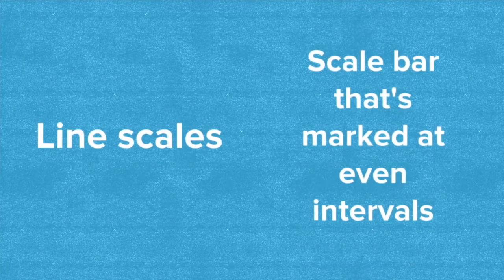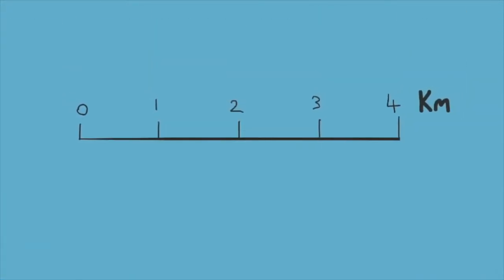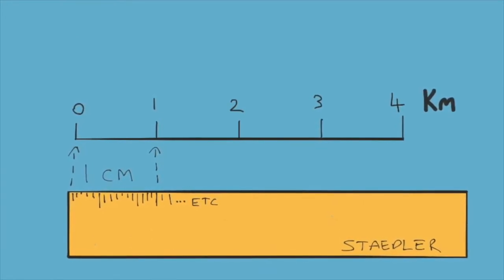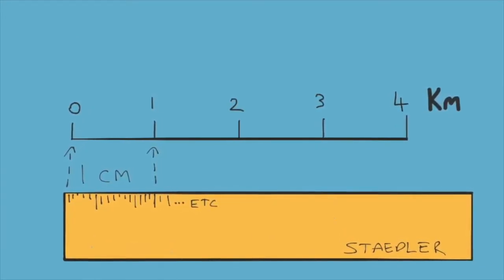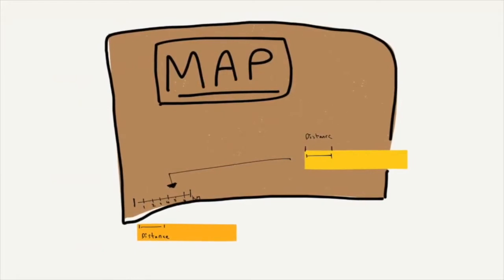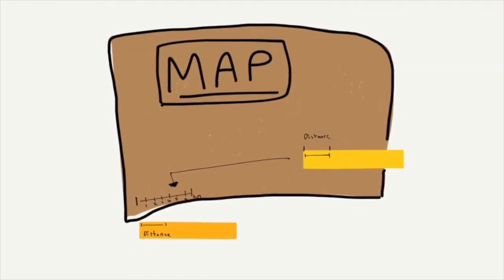Line scales are a bar at the bottom of the map that's marked at even intervals. They usually look something like this. The bar is to scale, so if you measure a centimetre on the bar, it equals whatever the scale says in kilometres. So you'd measure the distance on your map, then go down to the scale and measure that same distance and see how many kilometres it is.